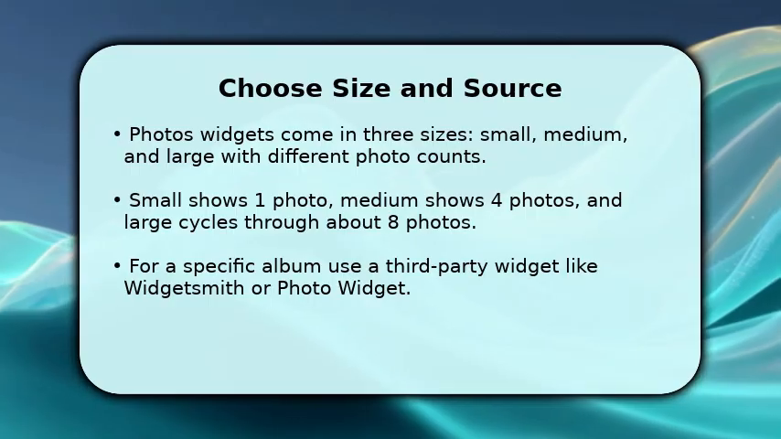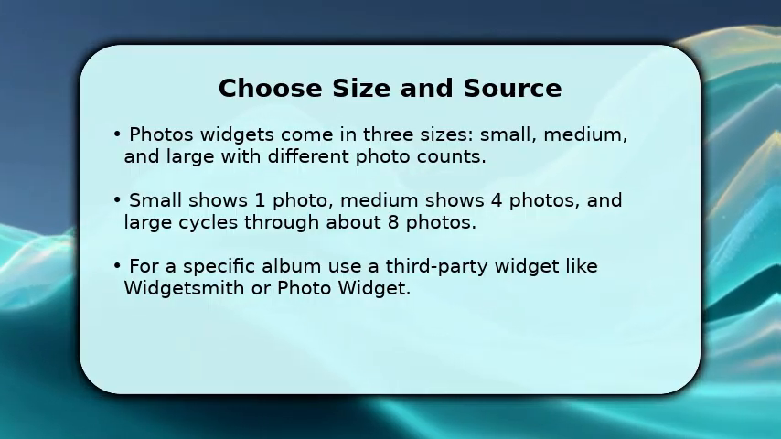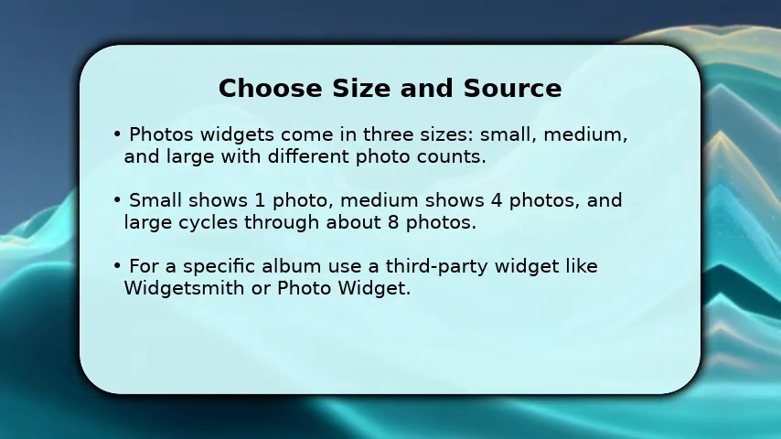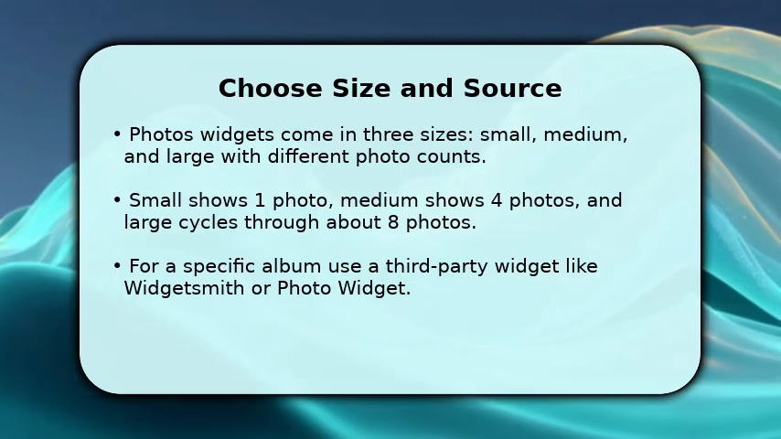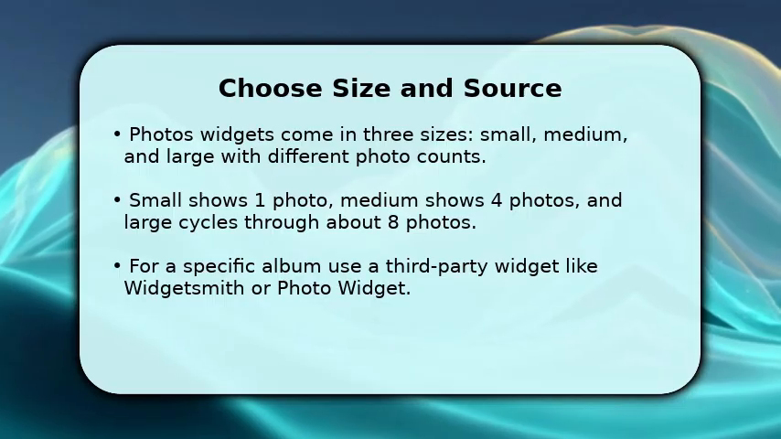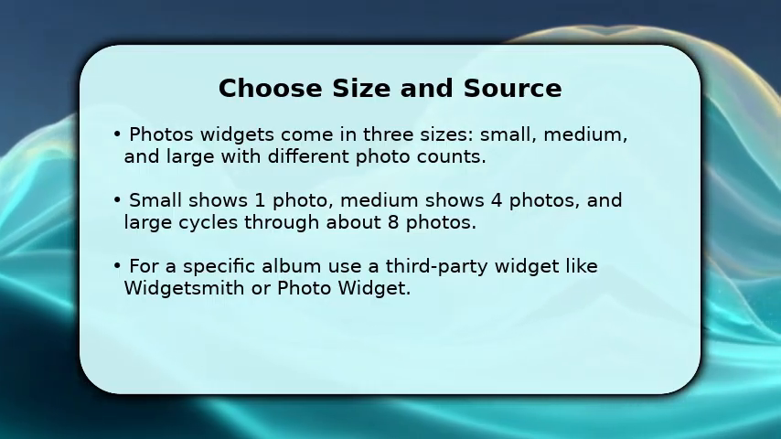The built-in Photos widget offers small, medium, and large sizes for different layouts. Small typically displays 1 photo, medium cycles 4 images, and large cycles roughly 8 photos. The native widget shows featured or on-device memories automatically by default.